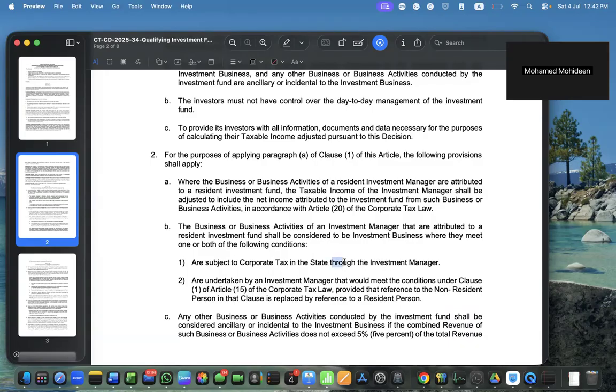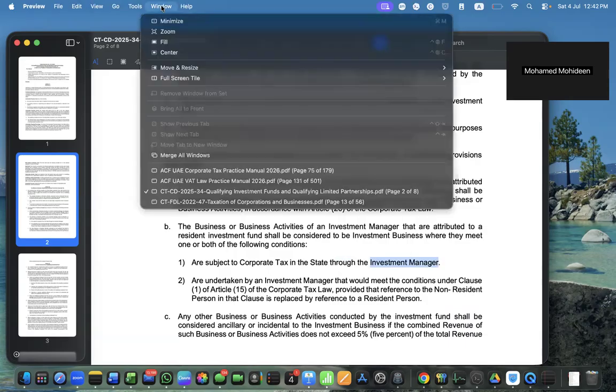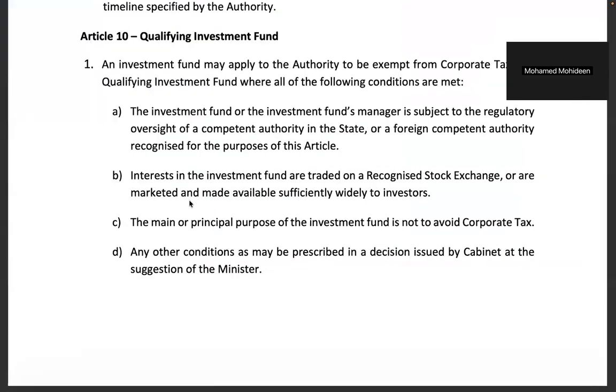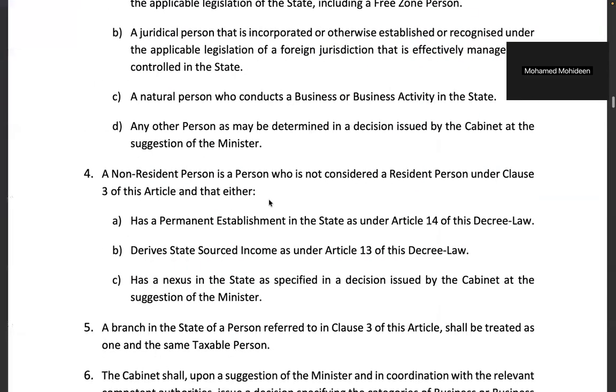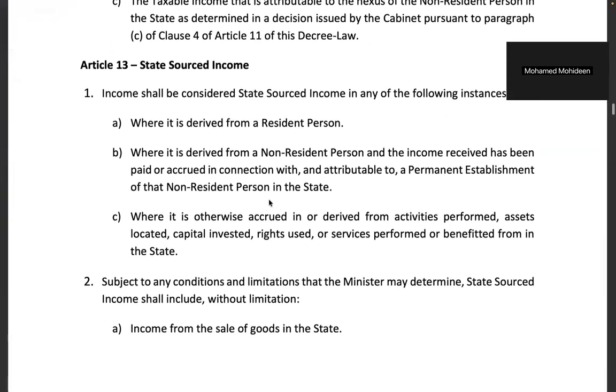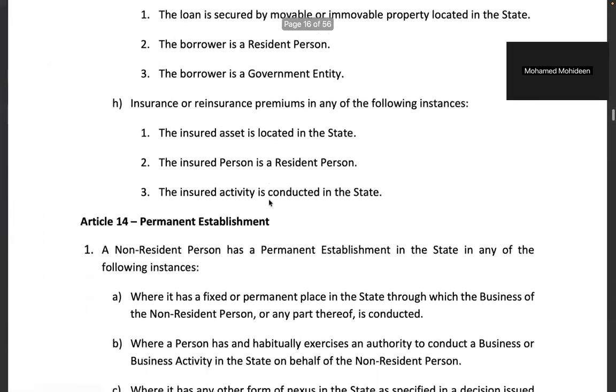Now you should also remember one very important point here. Why is the word investment manager being repeated here? Do you know why? Because under Article 15, if I remember correctly, of the Federal Decree Law of the main corporate tax law, we had one article here, Article 15, if I remember correctly.